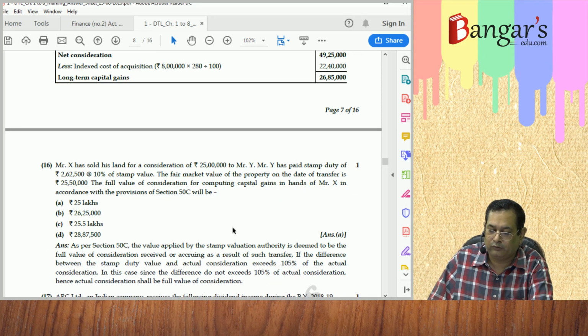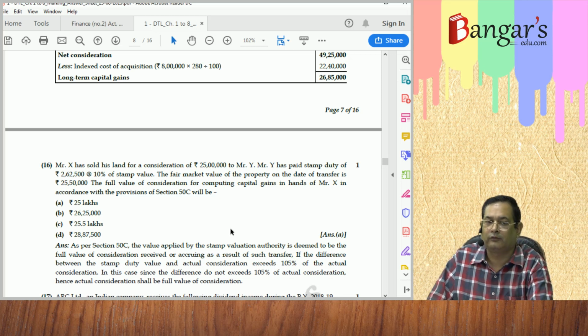Next is Mr. X has sold his land for a consideration of 25 lakhs to Mr. Y. Mr. Y has paid stamp duty of 2,62,500 at rate of 10% of stamp value. Fair market value of the property on date of transfer is 25,50,000.